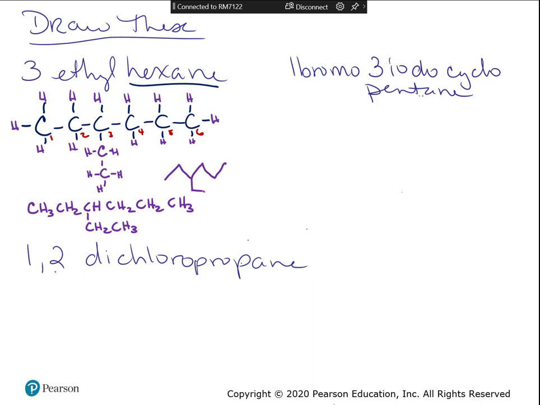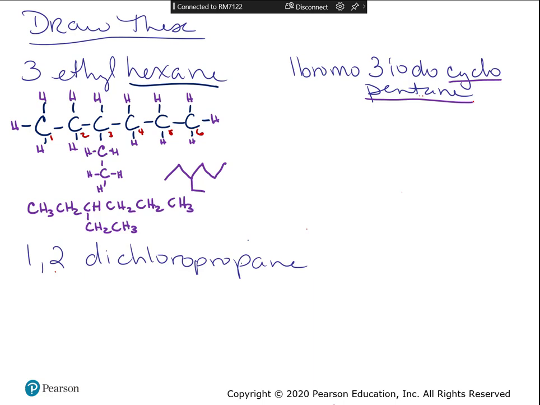Okay, so what about 1-bromo, 3-iodo-cyclopentane? So you look at it and you're like, what? Okay, so what do you do first? What am I going to need to do first? Okay, it's a pentane, but what's in front of pentane? So that's part of the parent name. Remember that if you see a ring, that is part of the parent name. So I have to name this not just pentane, but because the cyclo's in front, cyclo tells me to make my 5 carbons in a circle, right?